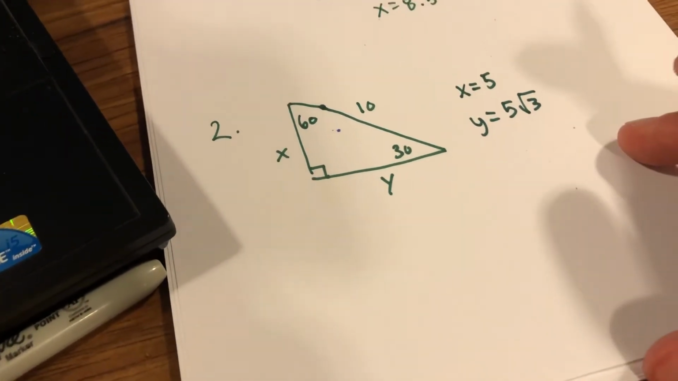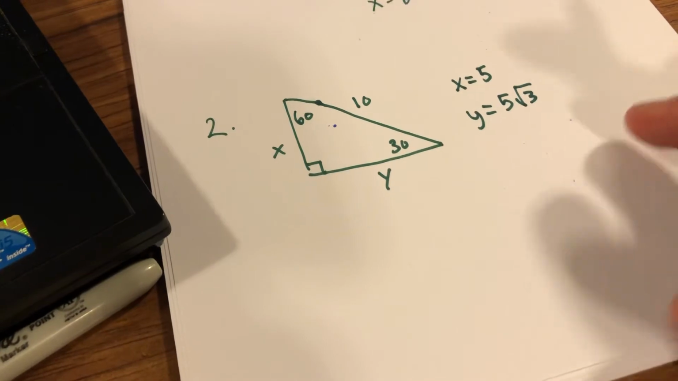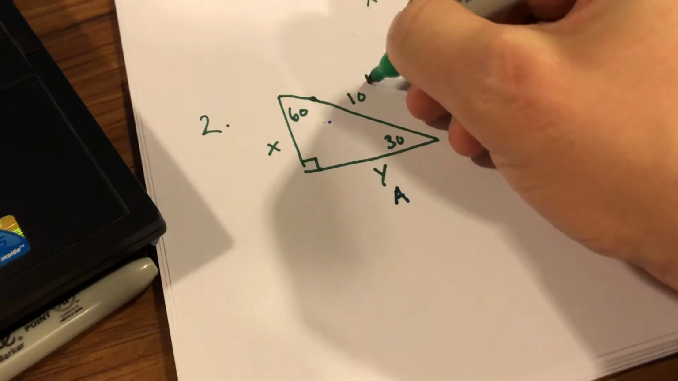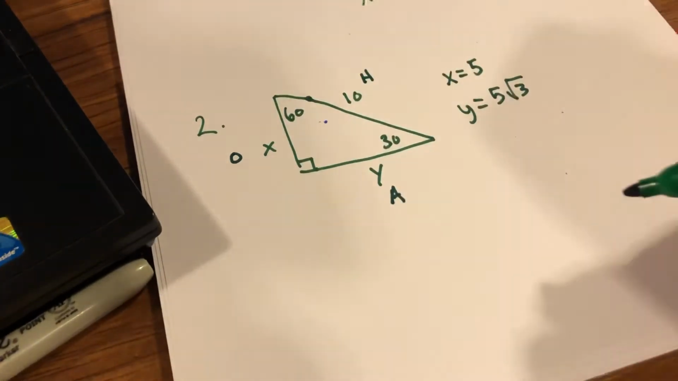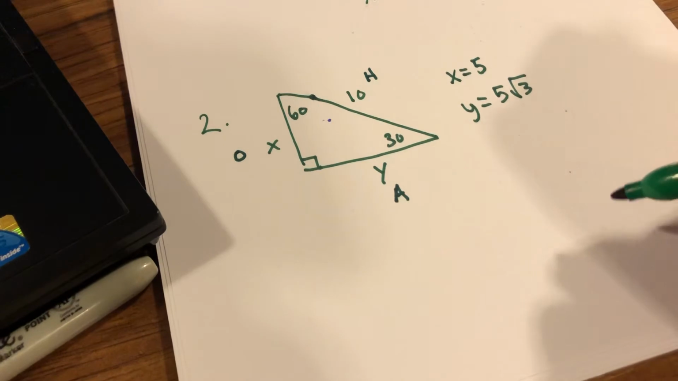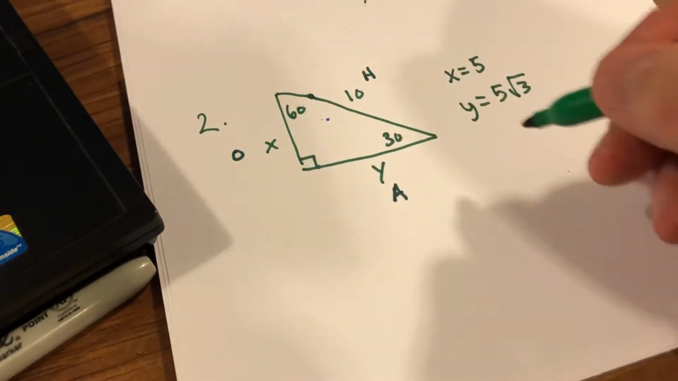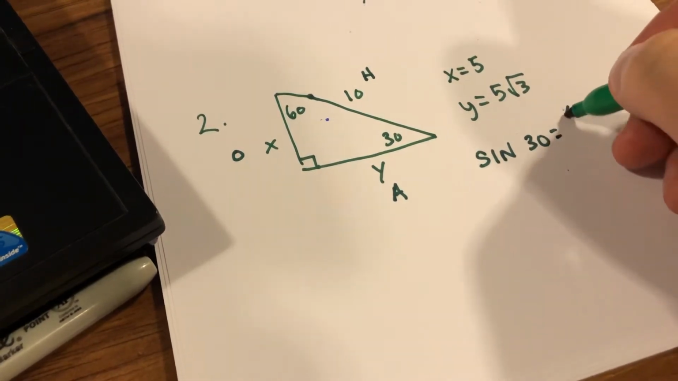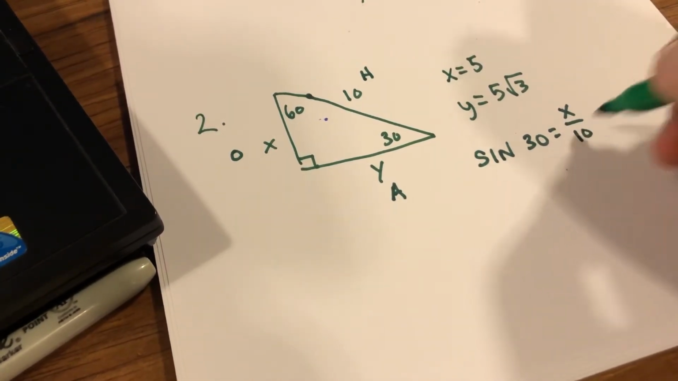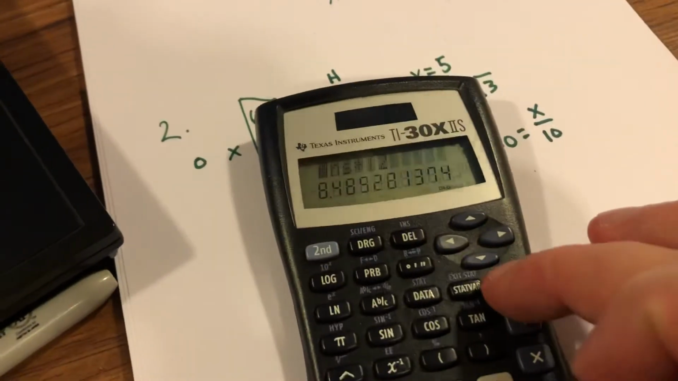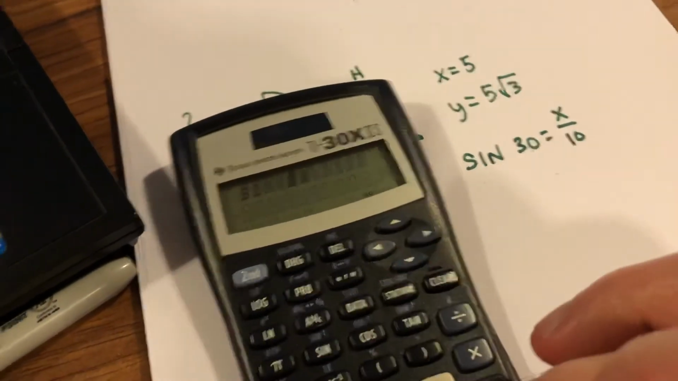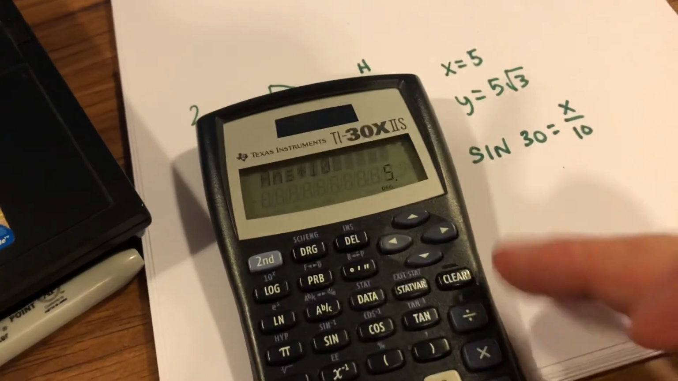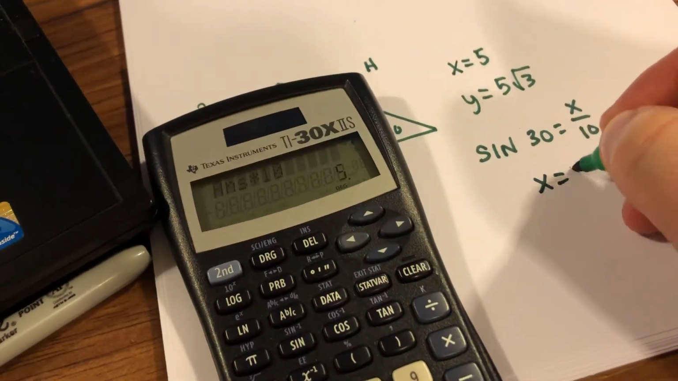Now, if we're going to use the trigonometry in this particular problem, let's go with relation to the 30. This would be the adjacent, the hypotenuse, and the opposite. So if I'm going to start by finding x, opposite and hypotenuse, that would be the sine of 30 is equal to x over 10. So again, if I go to my calculator, I'm going to do the sine of 30, and I'm going to multiply that by 10, and that gets me x to be equal to 5.